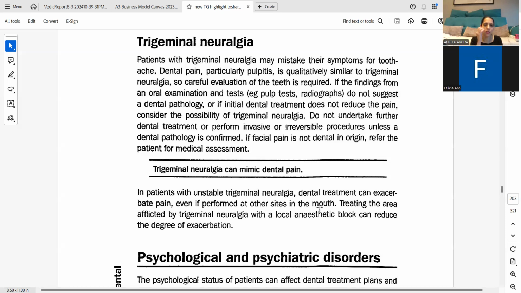So just a touch at the cheek or the lip region, or the maxillary alveolus, can trigger the pain zones, which are called trigger areas in trigeminal neuralgia. Treating the area affected by trigeminal neuralgia with an LA block can reduce the degree of exacerbation.